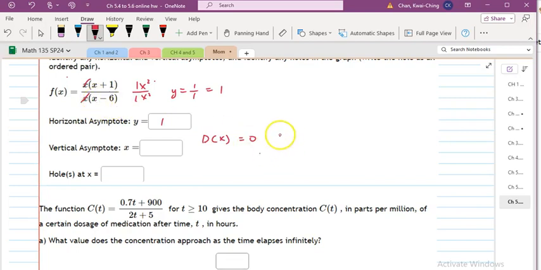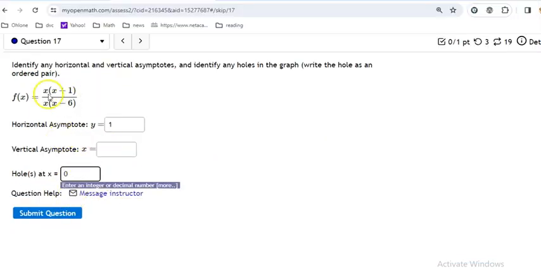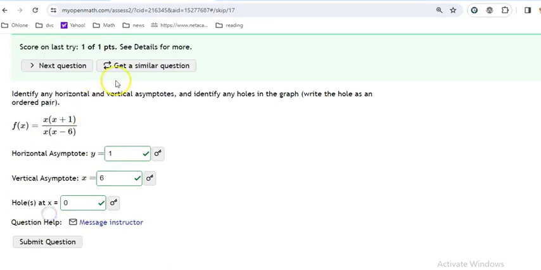So that is x minus 6 equal to 0, x equal to 6. Whole is the one that you cancel, right? x is equal to 0. Oh, they don't want y, so it's good. You cancel x, x equal to 0. Okay, this would be 6, and this would be 1. Okay.